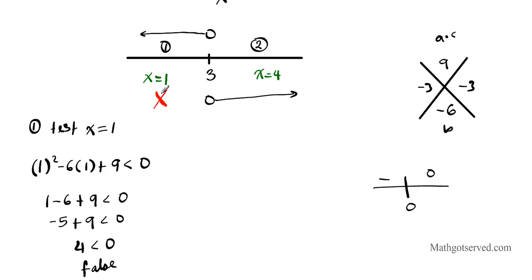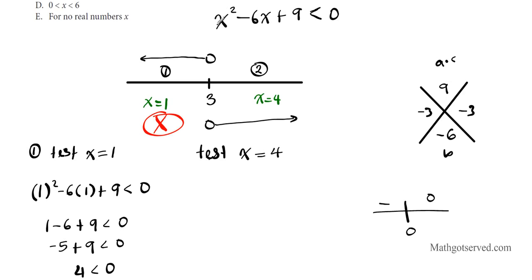Alright, so now let's go ahead and test interval 2, which is x is greater than 3. So we're going to test x equals 4, because that's a number that's in this interval right here. Alright, so let's put it in. What we're going to do is put it into this inequality right here, and see if we end up with a true statement, okay?